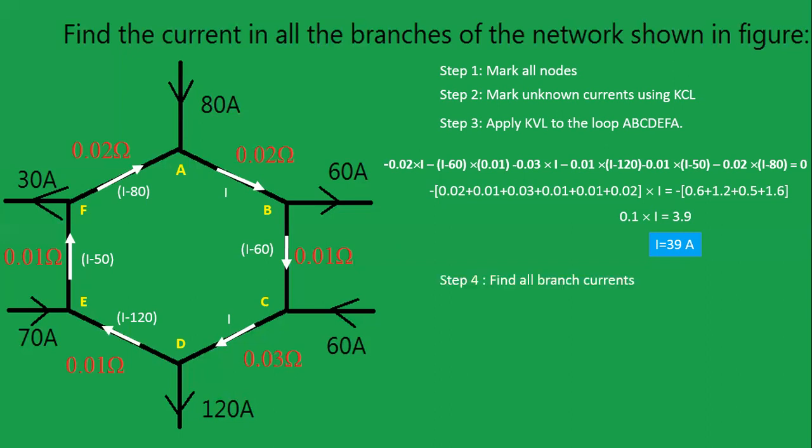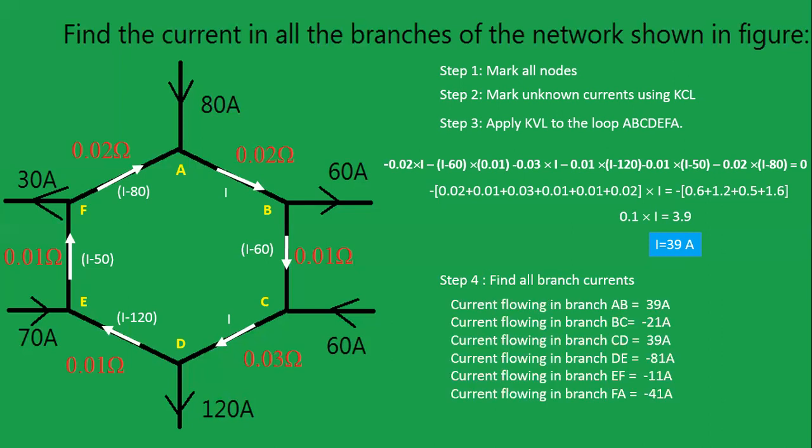So the last step is to find all the branch currents. Substituting for I, we get the answer. As you can see here, current flowing in branch BC is I minus 60. 39 minus 60 will be minus 21.